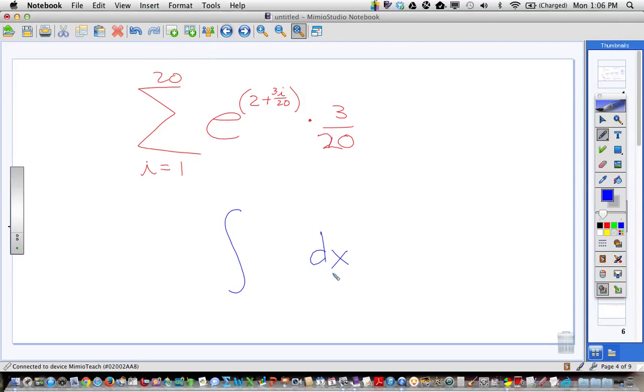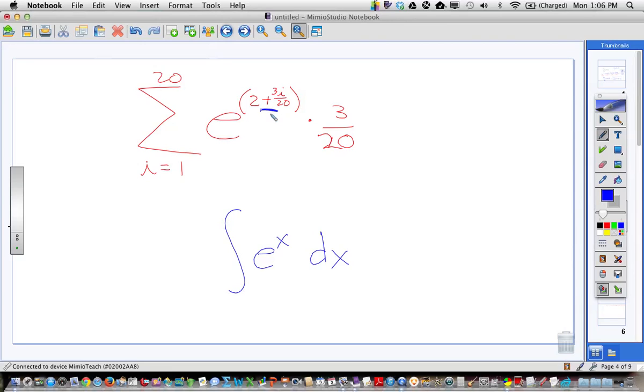What about the function? It's just going to be e to the x. This messy stuff is where the x is. Okay? How do we figure out where to start? Let i be a 1. So we let i be a 1, we get 2 plus 3/20, 2 and 3/20. So that right there tells me what kind of rectangles this is representing? Right rectangles is what I'm looking at here.